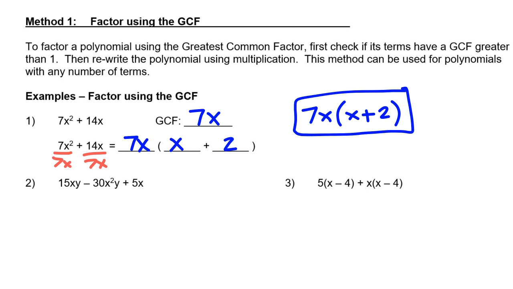All right, so let's try number 2. In this case, we have 3 terms, so we want to look for the GCF in all 3. Start with the numbers. We have 15, negative 30, and 5. They all have a factor of 5. If we look for x, all 3 terms have an x. Pick the one that is a smaller exponent, which would be x to the first. If we look for y, not all 3 terms have a y. So if they don't all have y, we cannot include that in our GCF.